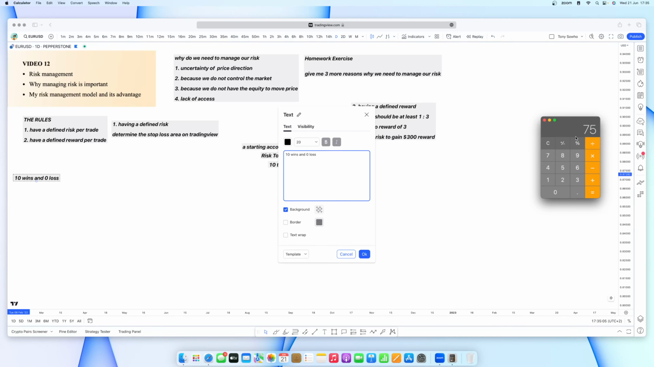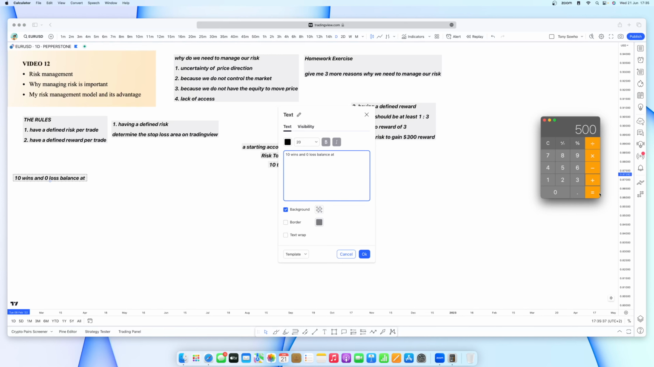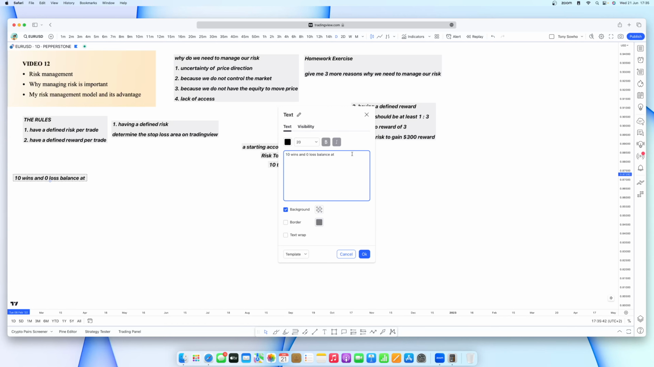Now, if all the 10 trades are wins, it's going to be 75 multiplied by 10. That's $750 profit aside the balance. So now, if you have 10 wins in a week, no losses, your balance will be 750 plus your 500. $1,250. Balance at $1,250. Now you are profitable. You are profitable by $750.